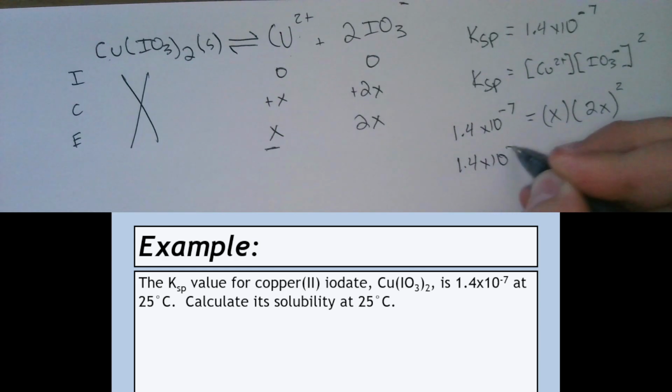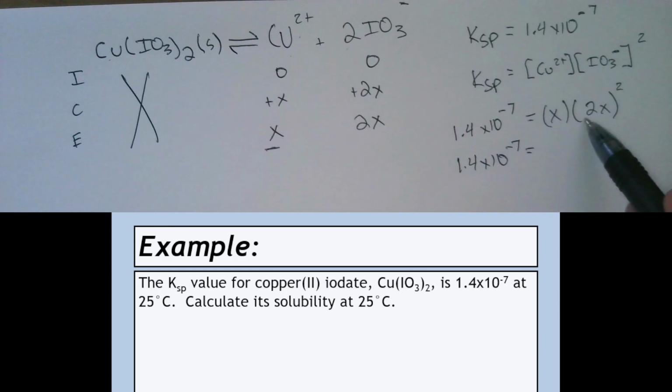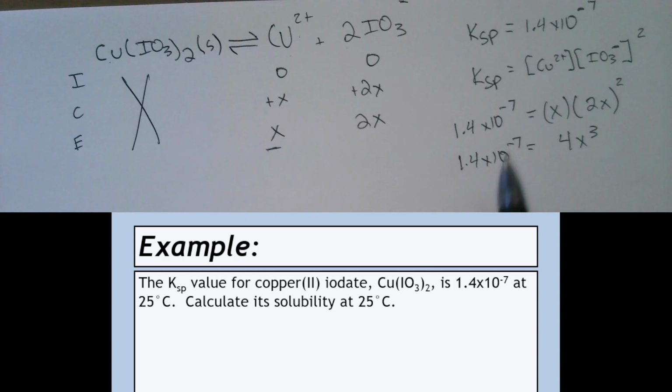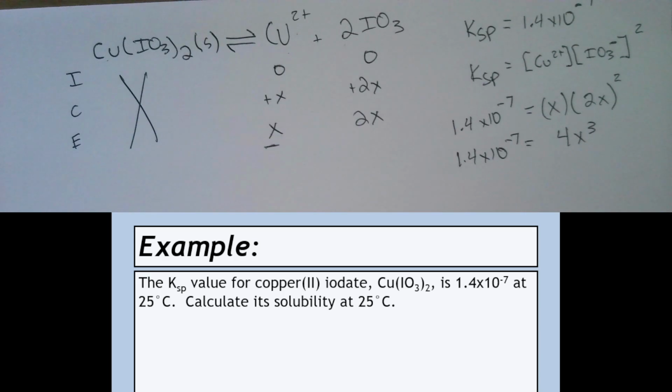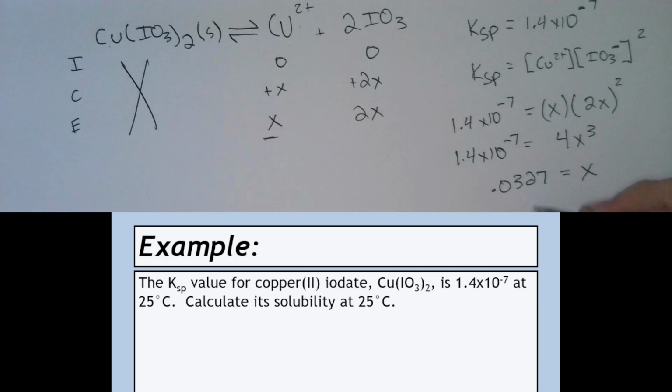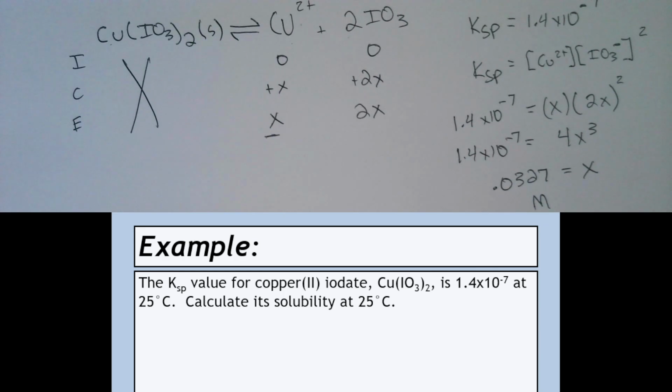1.4 times 10 to the minus 7th equals, simplify all of this, 2x squared equals 4x squared. You have to square both terms. And then times x is 4x cubed. Divide this by 4, and then take the cube root of it, and you get 0.0327 equals x. And that is its solubility. If you want a unit, its unit is molarity, or moles per liter. I can dissolve 0.0327 moles of copper 2 iodate in 1 liter of water.